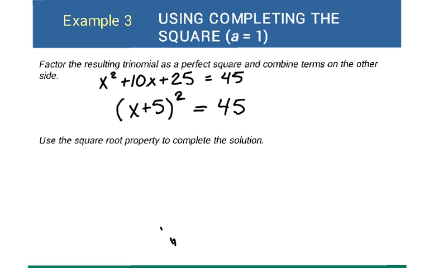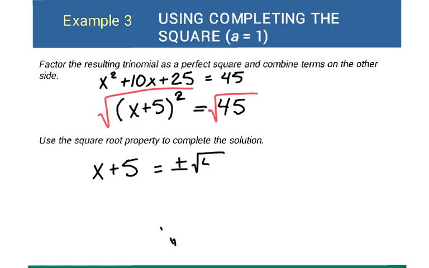Now we can solve for x using the square root property that we did in the previous example. We do that by taking the square root of both sides of the equation. And remember, when we do that, we end up with x plus 5 on this side, and then the plus and minus of the square root of 45.